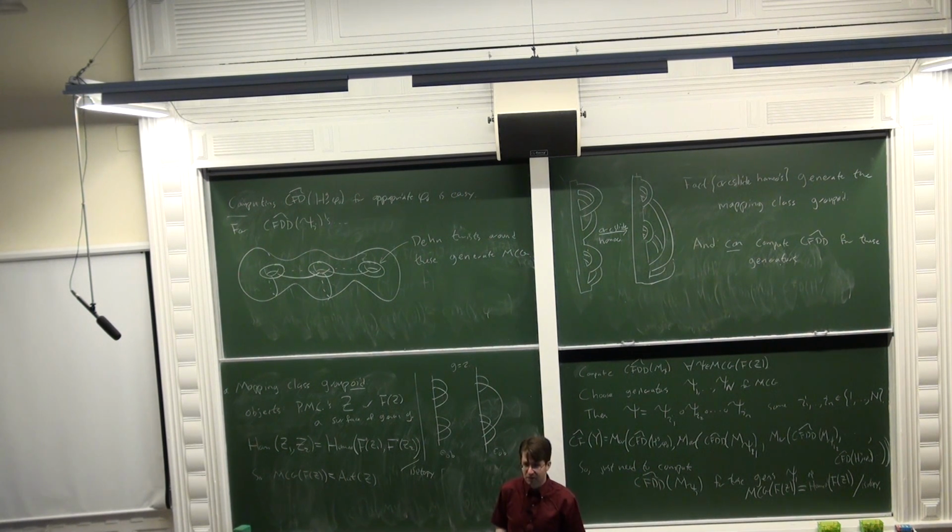When you say that they generate the groupoid, does that mean that they generate all the maps between? Yeah, that's right. It means that any morphism you can factor as a composition of these morphisms. That's right. Good.